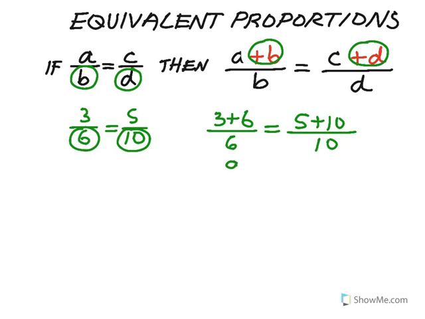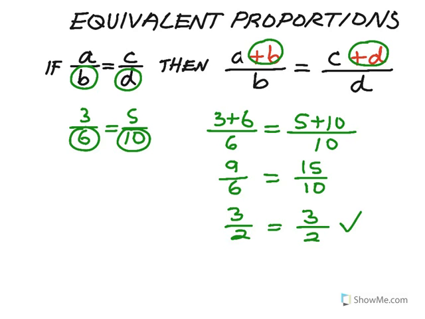So this is 9 over 6, equivalent to 15 over 10. And indeed, 9 over 6 simplifies to 3/2, and so does 15 over 10. So the two ratios remain equivalent. Now, let's think about why this is. What is happening here? Well, what's happening is this.